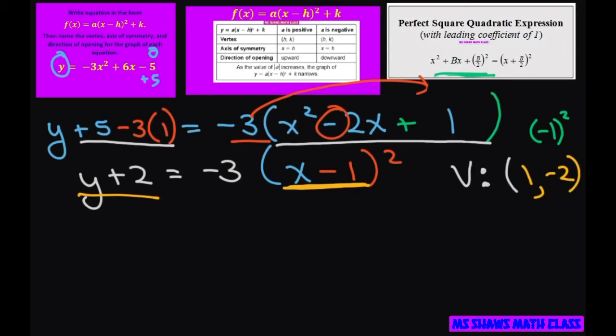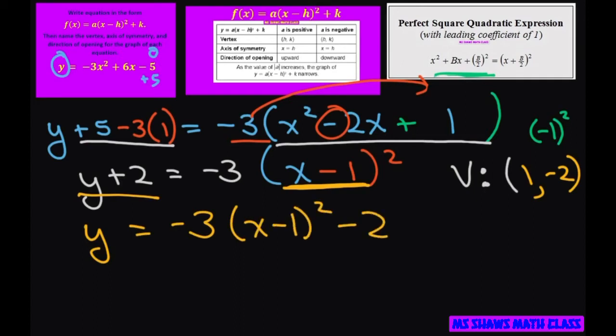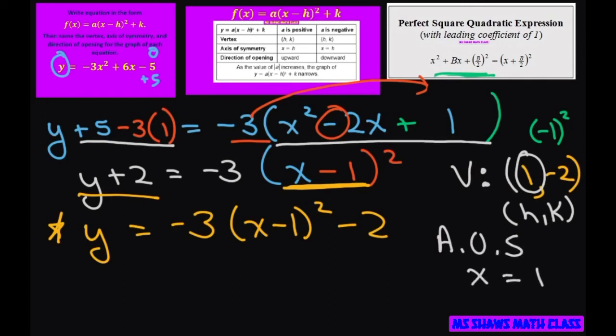However, for vertex form, we're going to write this, move this 2 over by subtracting 2 from both sides of the equation. So there's your equation, and it's now easier to put that in the calculator. Your axis of symmetry is your h portion of your vertex, which is 1. So your axis of symmetry is x equals 1.